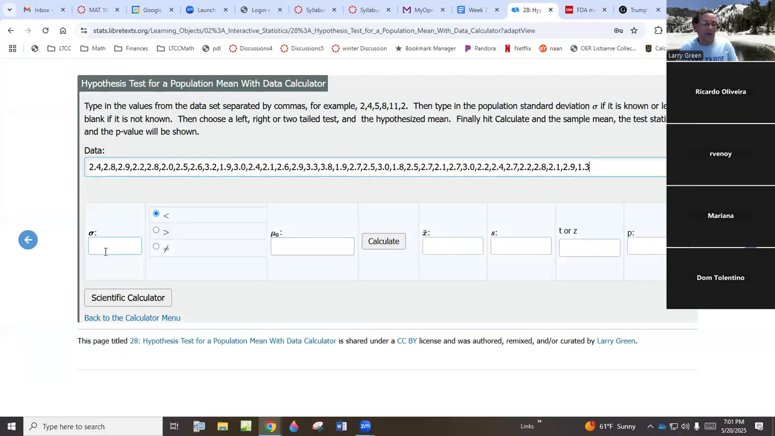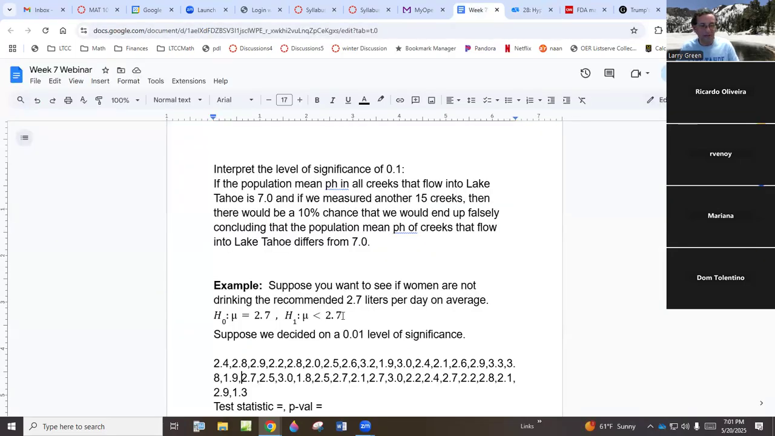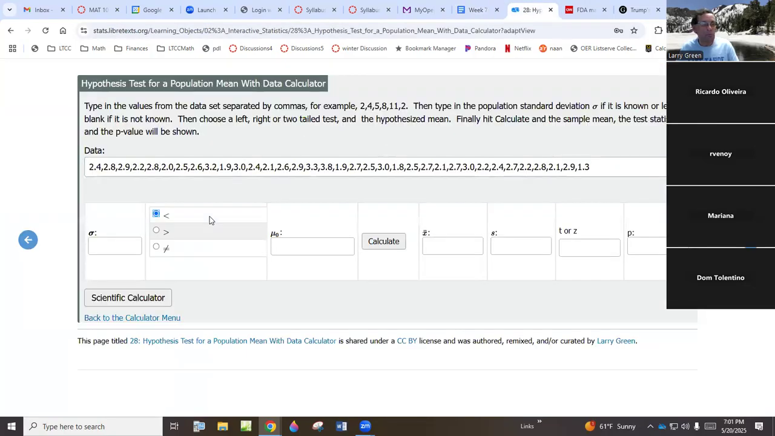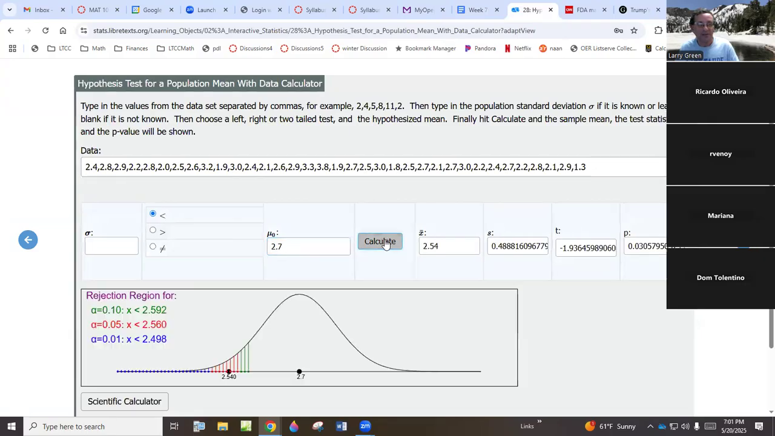We don't know sigma, so leave it blank. And we want less than, because that was what H1 was. H1 is mu is less than 2.7. And 2.7 was our mu naught. Any questions on that? And I click calculate, and there it is.